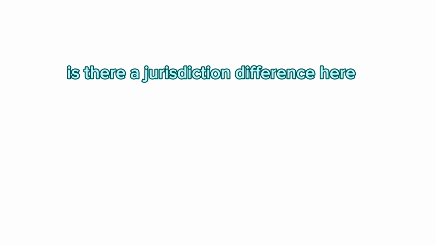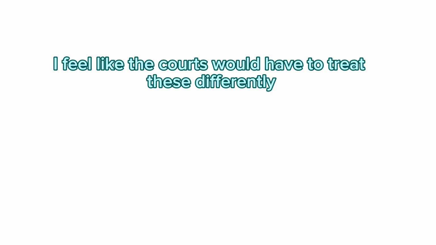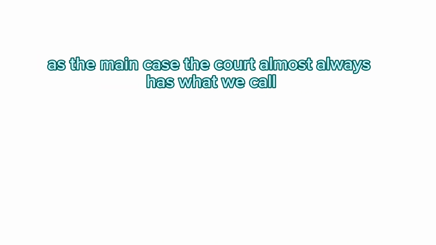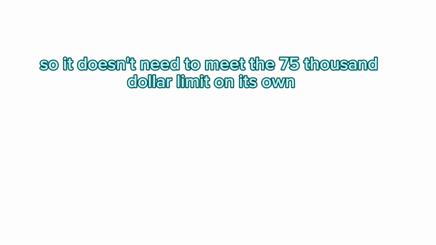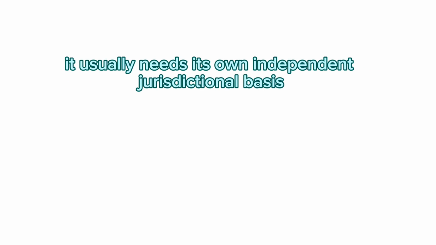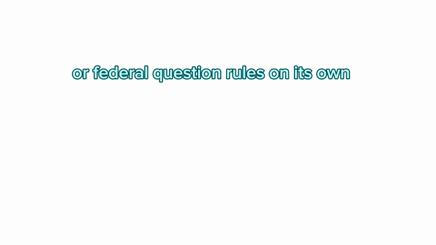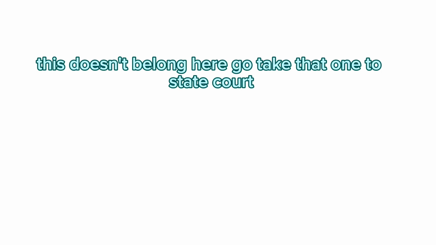Is there a jurisdiction difference here? I feel like the courts would have to treat these differently regarding their power to hear the case. They absolutely do. Because a compulsory counterclaim comes from the same set of events as the main case, the court almost always has what we call supplemental jurisdiction over it. It gets to ride the coattails of the main case into federal court. So it doesn't need to meet the $75,000 limit on its own. Correct. But the permissive one, the house painting contract, that one is a stranger to the main case. It usually needs its own independent jurisdictional basis. So if that contract dispute doesn't meet the diversity requirements or federal question rules on its own, the court might say, sorry, this doesn't belong here. Go take that one to state court.